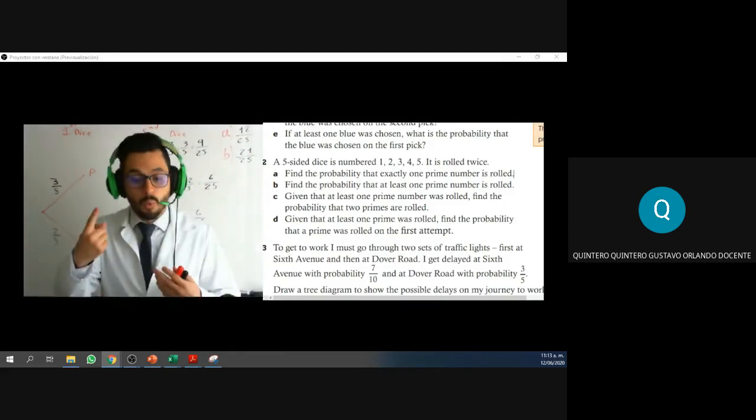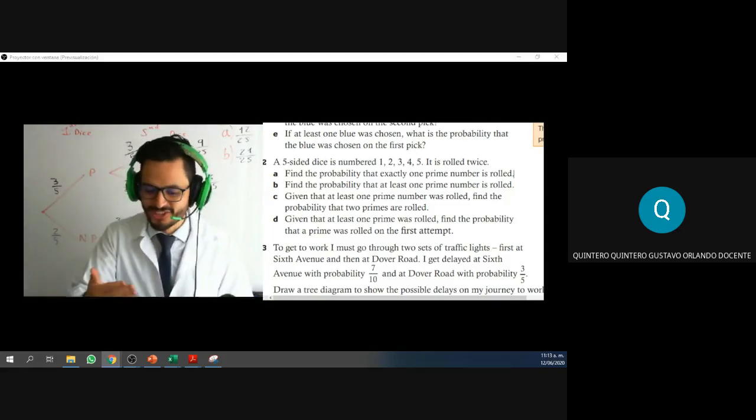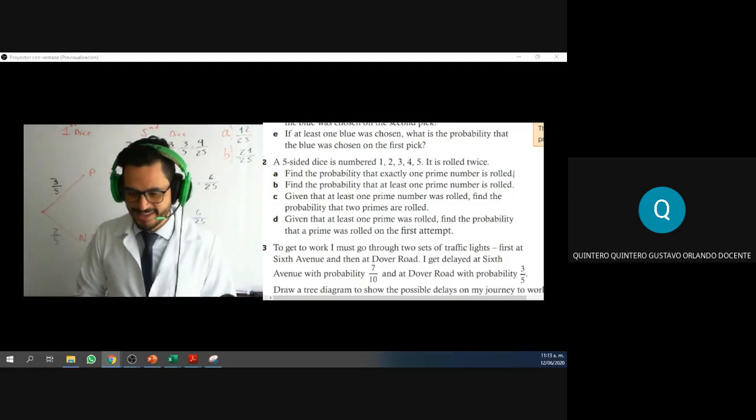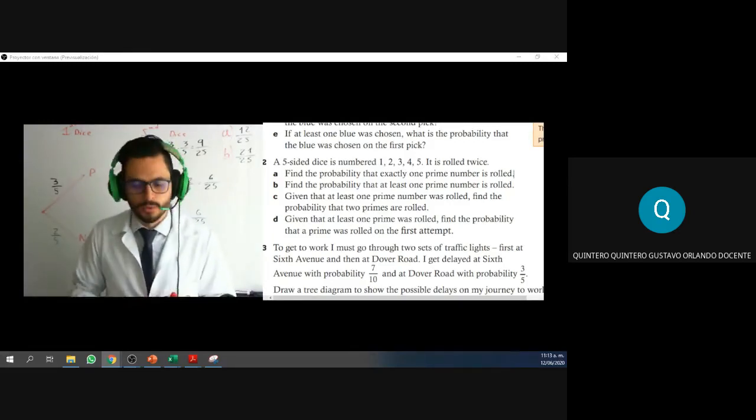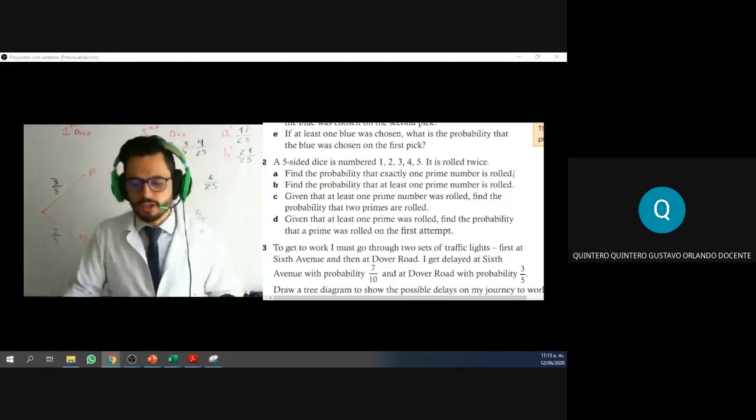Given that at least one prime number is rolled. Ooh. Given that, so we have a conditional probability in our hands. Conditional probability. Okay. For conditional probabilities, we always try to handle the condition first. Always. And in this case, the condition is whatever comes after given that. So the condition is at least one prime number was rolled.